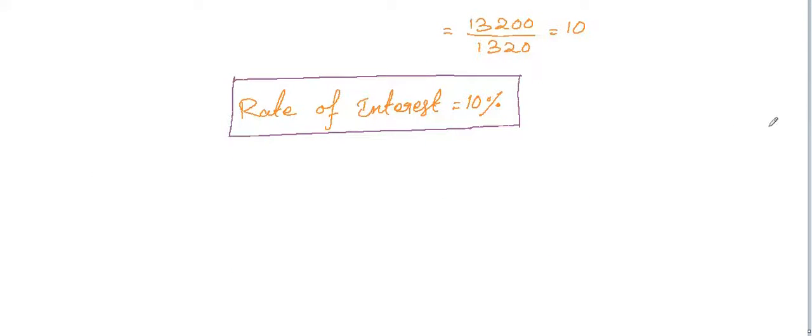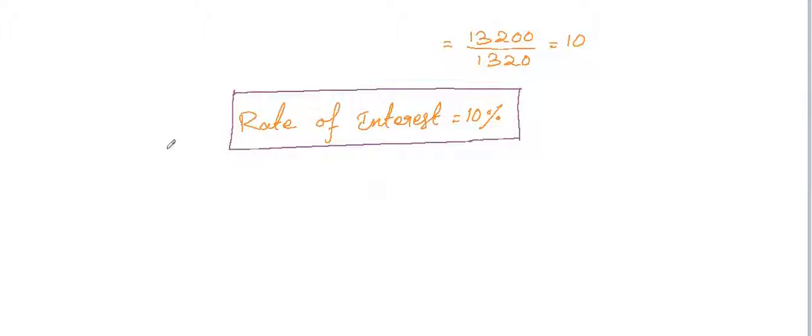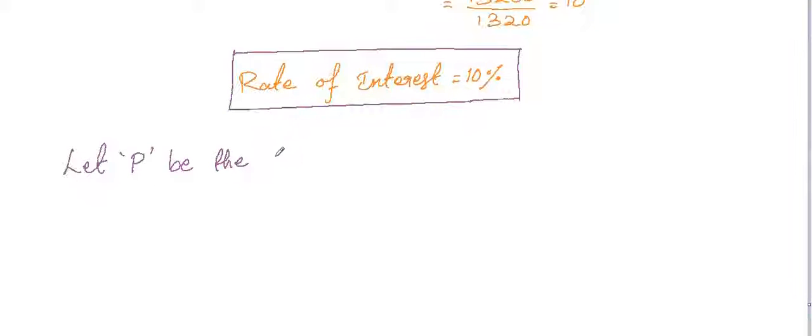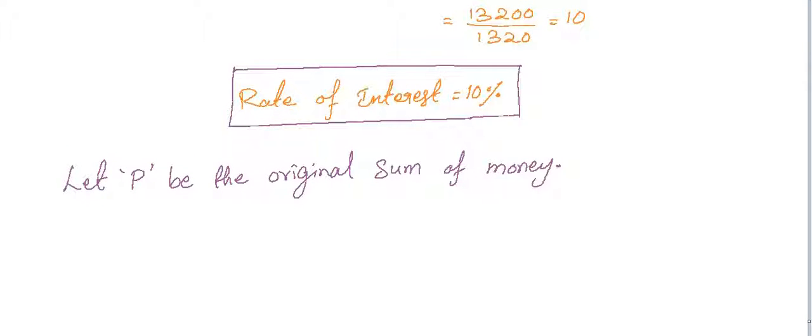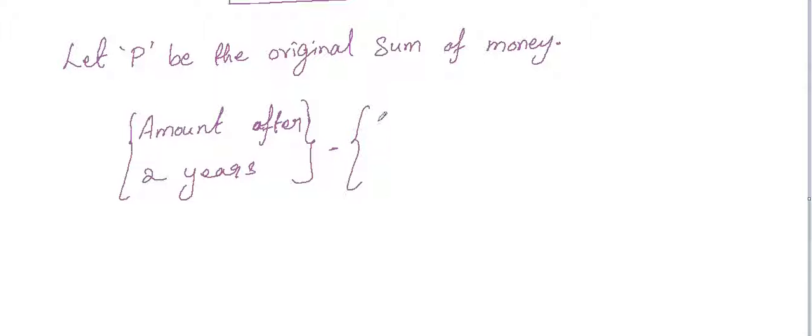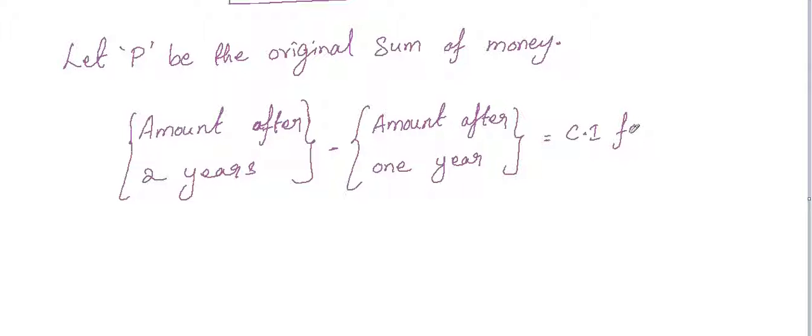Now find the original sum of money. Let P be the original sum of money. And then write down the formula, which is amount after 2 years minus amount after 1 year equals compound interest for the second year.